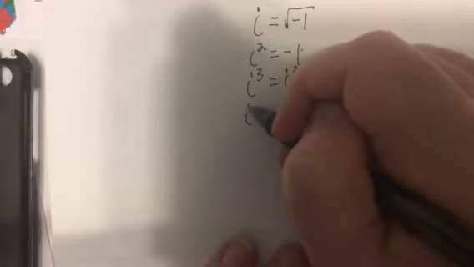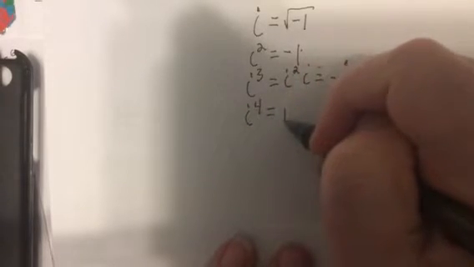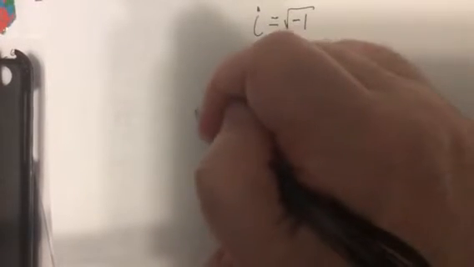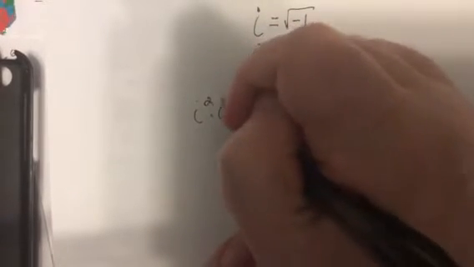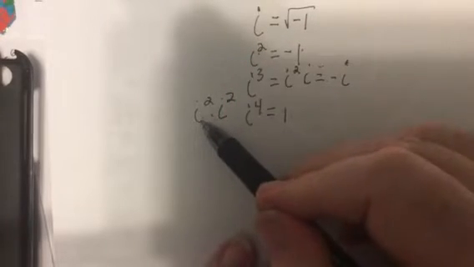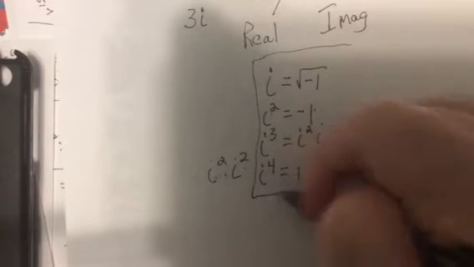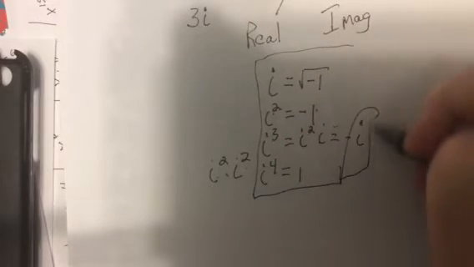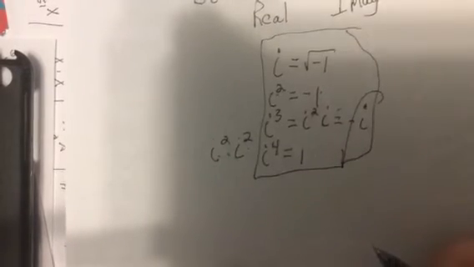Now, you don't need to know this for today, but i to the fourth is 1, because it's i squared times i squared. And i squared is negative 1, so negative 1 times negative 1 is 1. You're going to have to memorize these four pretty quick.